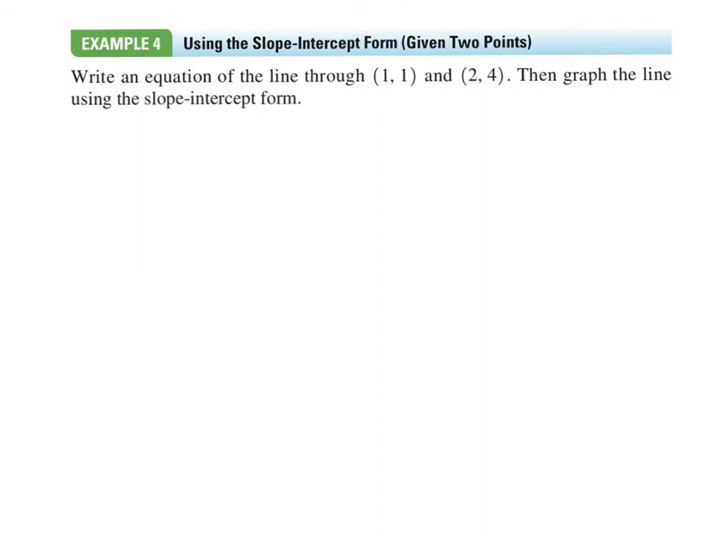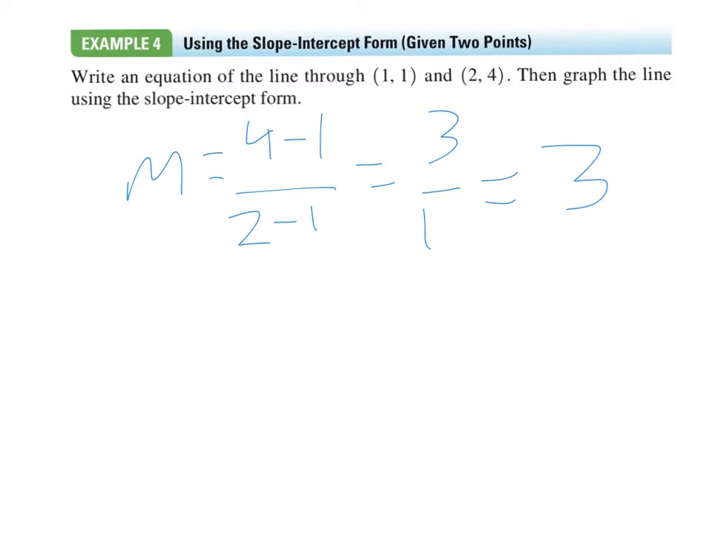So here's another example I want you to try on your own, or at least the first part of it. Write an equation of the line that goes through the points (1, 1) and (2, 4). To do that, we first need the slope. So it'd be 4 minus 1, which is 3, and then subtract the x-coordinate, so 2 minus 1, which is 1. So our slope is positive 3.